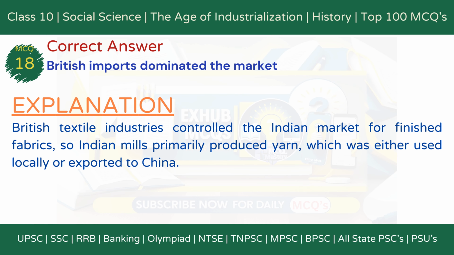The correct answer is option B, British imports dominated the market. Explanation. British textile industries controlled the Indian market for finished fabrics, so Indian mills primarily produced yarn, which was either used locally or exported to China.